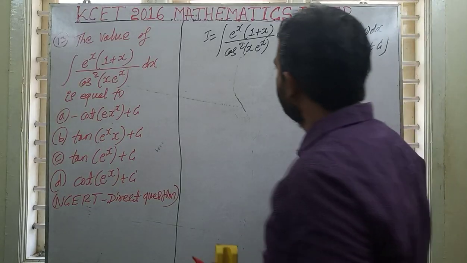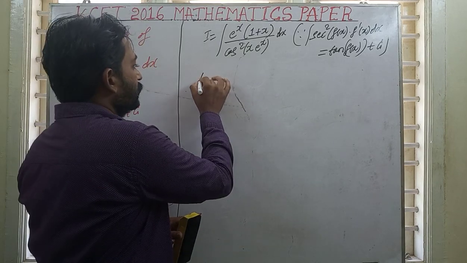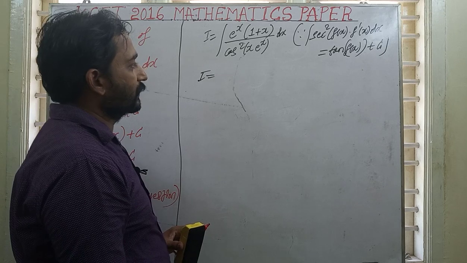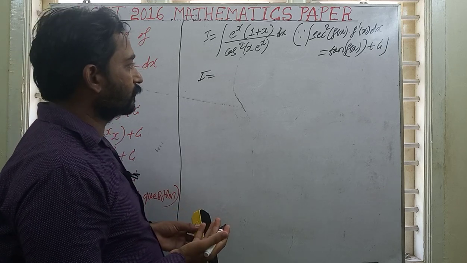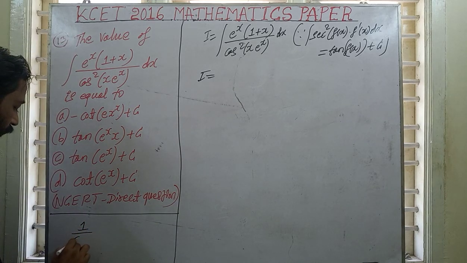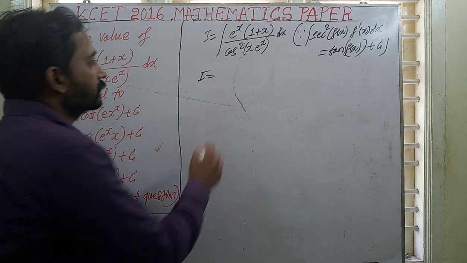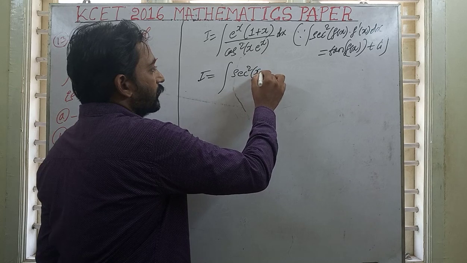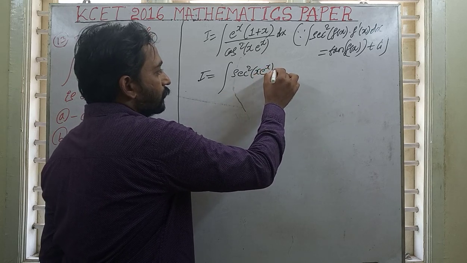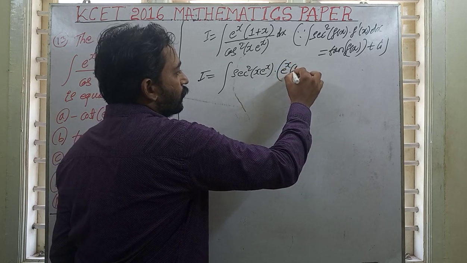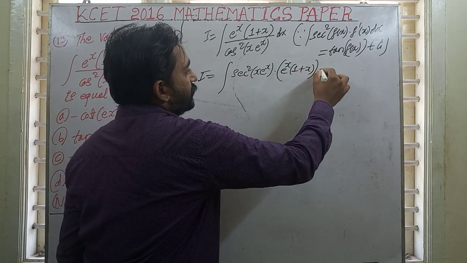Now in this case cos square of x into e power x moves towards the numerator, becoming 1 by cos x. Using the formula, 1 by cos theta is equal to secant theta. So this can be written as secant square x into e power x, into the numerator e power x into (1 plus x), with respect to x.